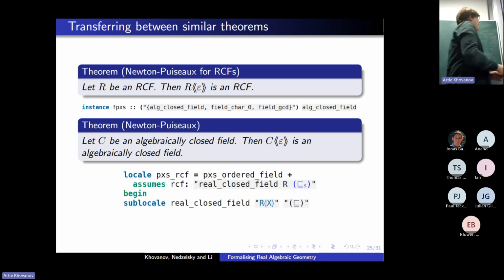Yeah, thanks, Wenda. I also did a little bit using this transfer framework, in a slightly different context. I wanted to prove Newton-Puiseux for RCFs, which says that if R is a real closed field, then the Puiseux series over R form a real closed field. Real closed fields aren't even available in any type-based framework that I know of. I don't think they're available anywhere right now. Hopefully they will be when we put them up onto the Archive of Formal Proofs soon, but right now they're not available.